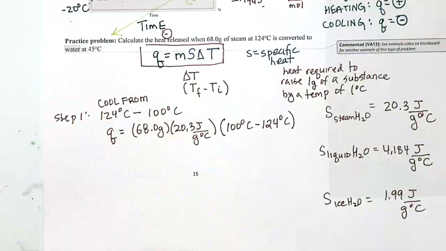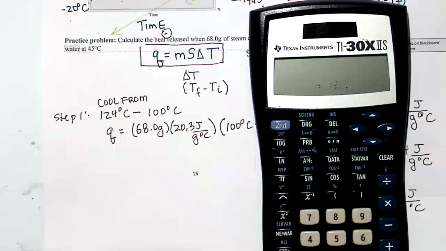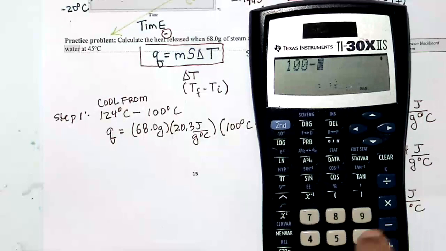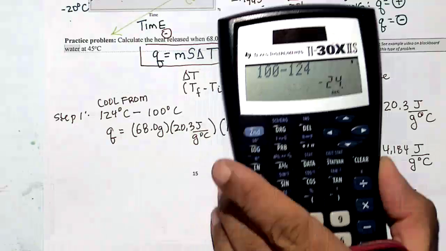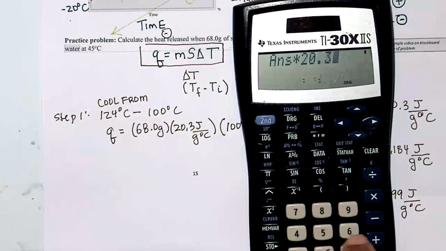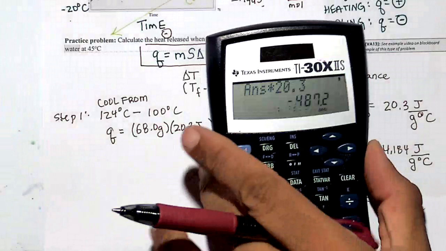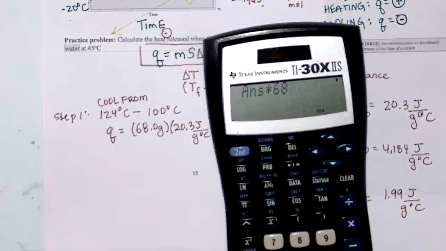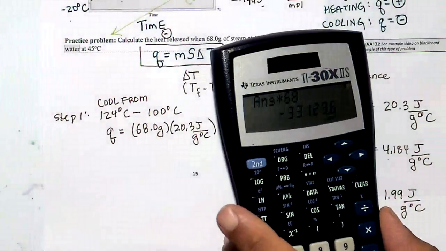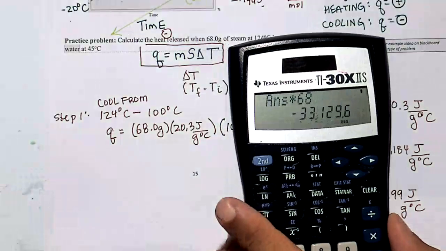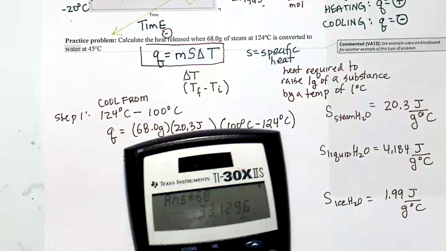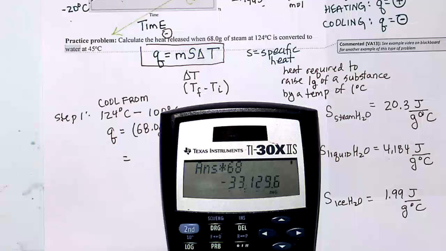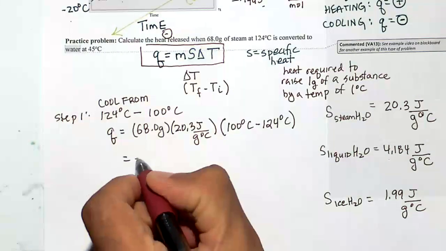Okay, so what's 100 minus 124? That's 24, right? No, sorry, I'm way off. I'm wrong. 100 minus 124. Yeah, minus 24 times 2.03 times 68. Are you getting about minus 33,130 joules? Okay, minus 33,130 joules.